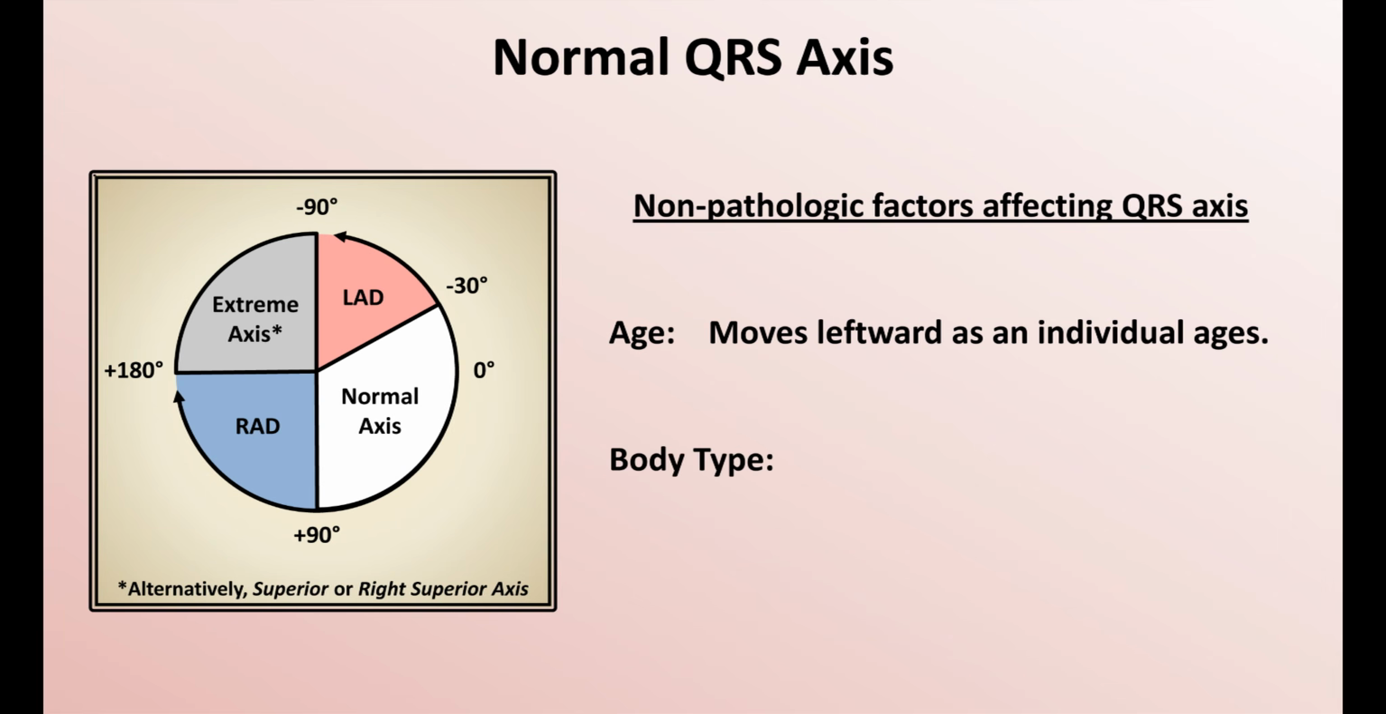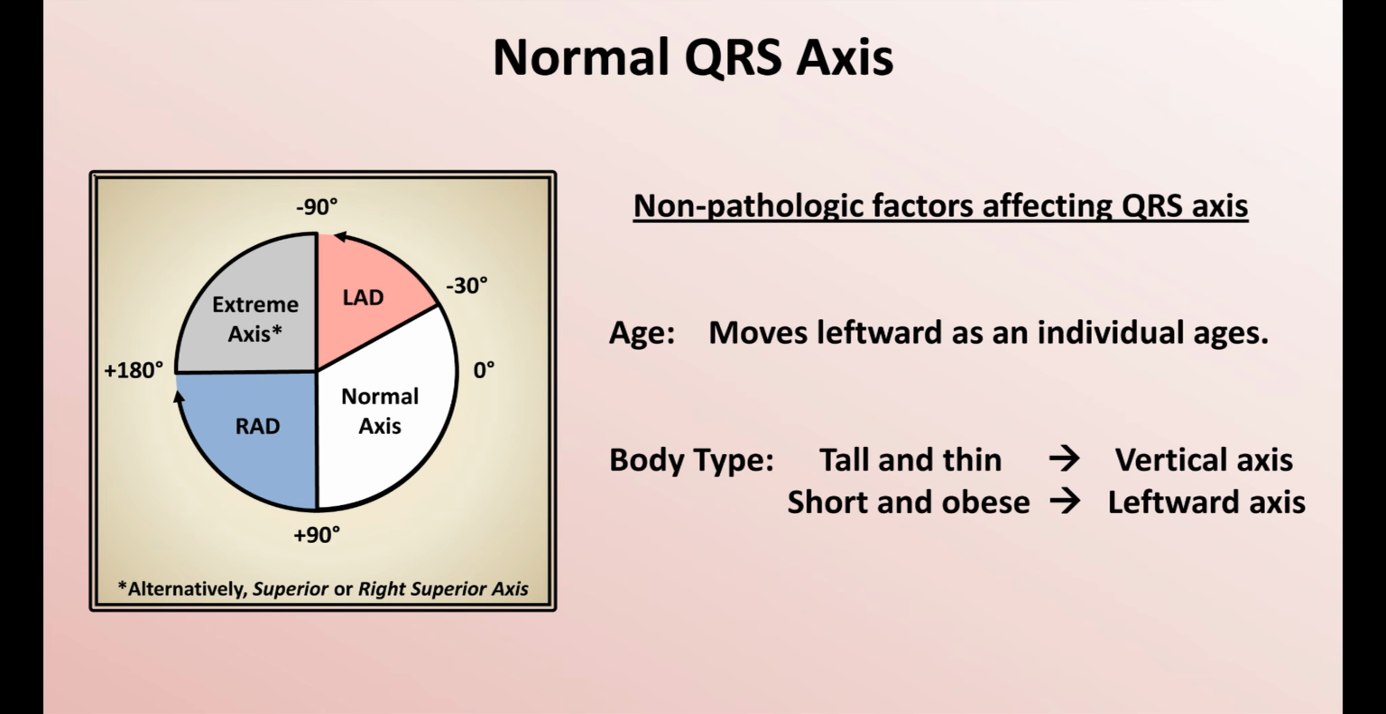Another factor is body type. Tall and thin individuals tend to have more of a vertical axis, closer to +90, while short and obese individuals tend to have a leftward axis closer to 0.